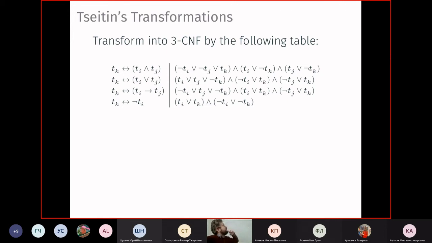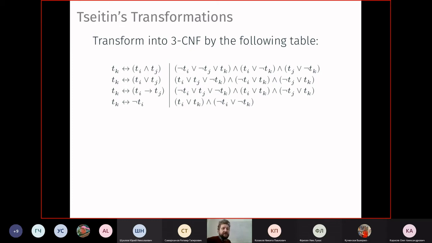And the other 2 clauses say the opposite implication: if you have Tk, then you should have Ti. If you have Tk, you should also have Tj, right? Or if you are in doubt, you can just check these equivalences by truth tables. Just 8 possible cases. The same for disjunction, the same for implication, and the same for negation.